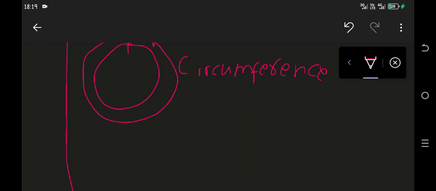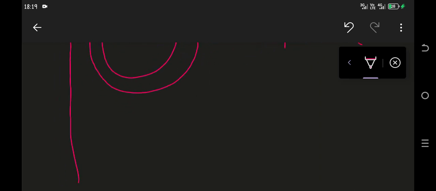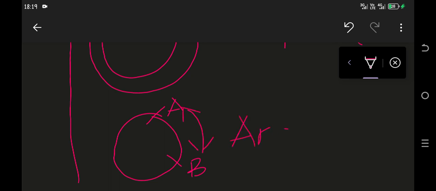The second term I'm going to explain is an arc. So if you have a distance from point A to point B and you move from point A to point B, that distance is known as an arc. An arc is basically just a portion of a circumference, not the whole circumference, just a small portion from one point A to another point B.